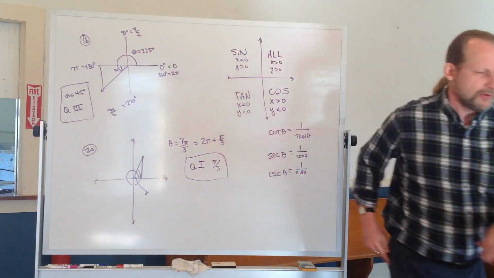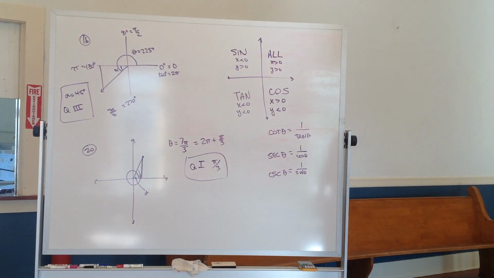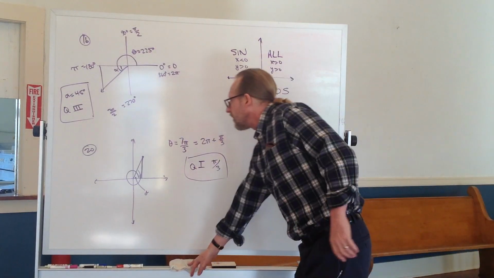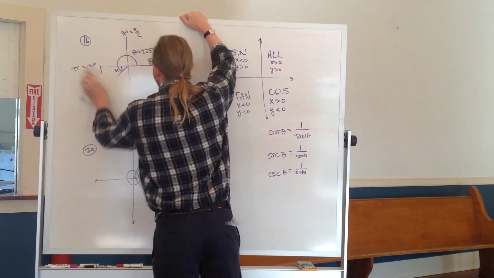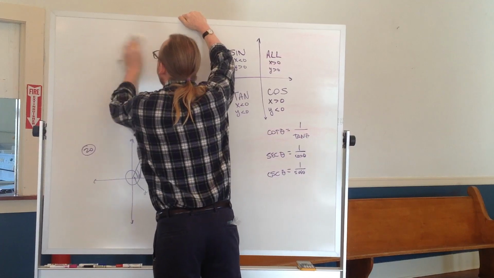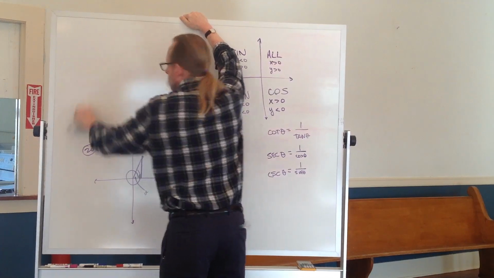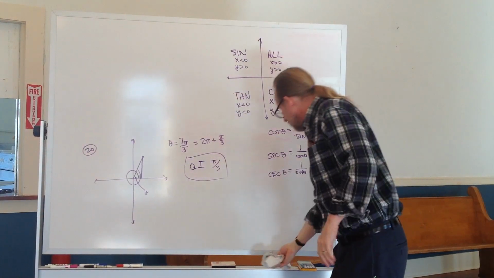Okay, let's see what else we've got here. I definitely want to look at least one more of these. Yeah, we'll do problem 22. One more of these radian problems. Now this one, problem 22, is actually very similar to problem 20.